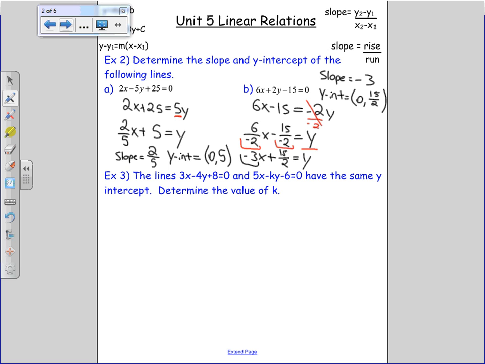All right, we've been given 2 lines. And we've been told they have the same y-intercept. Except this line is missing a b value. So we have to figure out what the b value is actually going to be. What do you think we need to do first? What do you think, Josh?